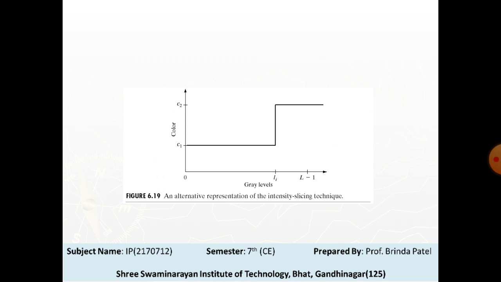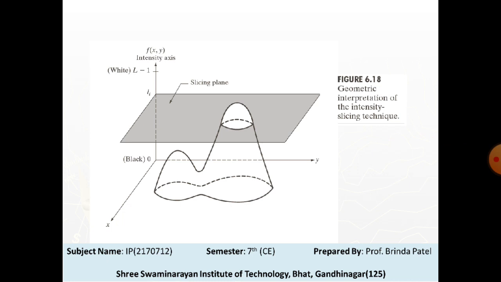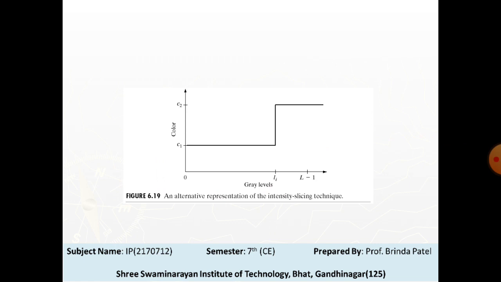Here this figure shows an alternative representation that defines the same mapping as the previous figure. According to the mapping function, any input intensity level is assigned one of two colors depending on whether it is above or below the value of Li. When more levels are used, the mapping function takes on a staircase form.